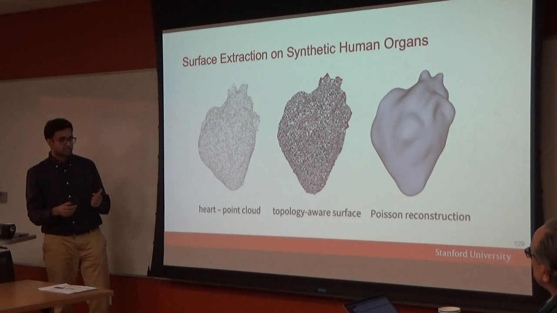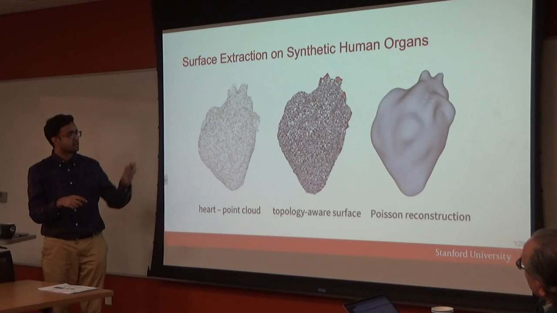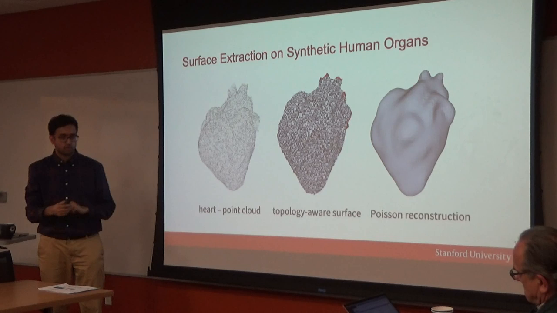We also use this to perform surface extraction on synthetic human organs, such as the heart. This is a particularly difficult example because there are four holes in the heart, and our technique manages to capture those four holes as indicated in red. Most other techniques don't even capture a single hole.